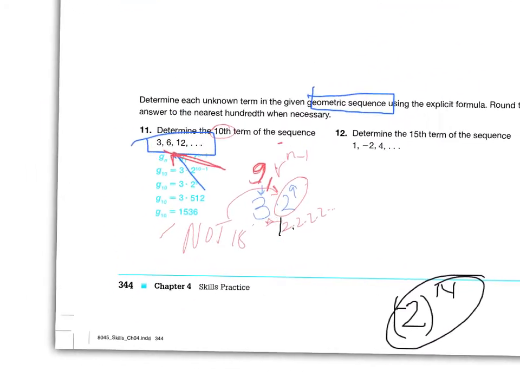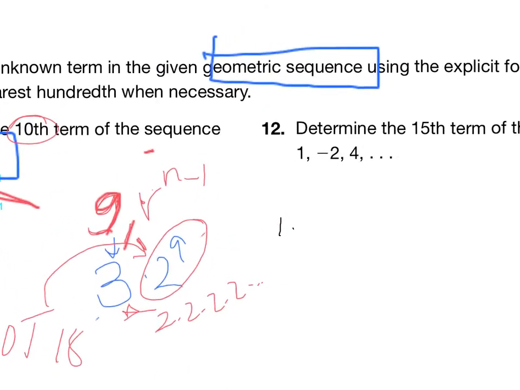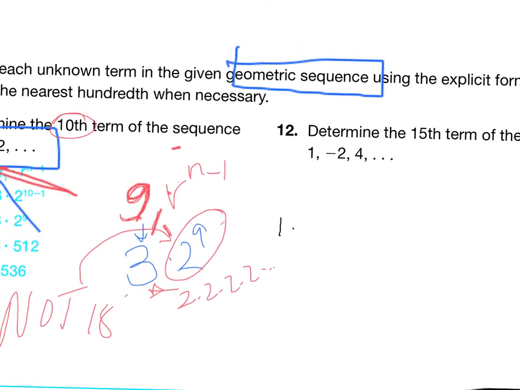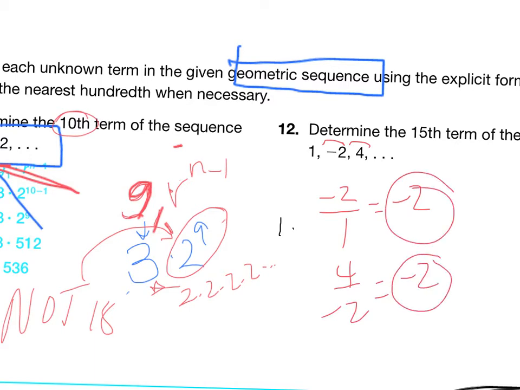You're going to do 12. Find out the common ratio. So remember, what you want to do is divide -2 by 1. You want to do this one by that one. That equals -2. Now divide 4 by -2, and that also equals -2. Look at this. This is your R right here. Now fill it in to the formula.